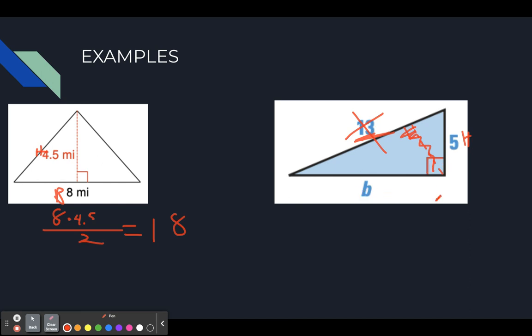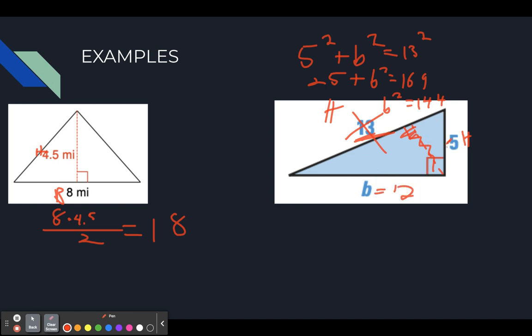We see it's a right triangle, so we know that this is your hypotenuse, 13. Let me set it up for you. 5 squared is one side, B is the other side, and the hypotenuse is 13. That's how you'd set it up with the Pythagorean theorem. So 13 squared is 169, 5 squared is 25, plus B squared equals 169. 169 minus 25 gives us 144, so B squared equals 144. We take the square root, and we find that B is equal to 12. The square root of 144 is 12.